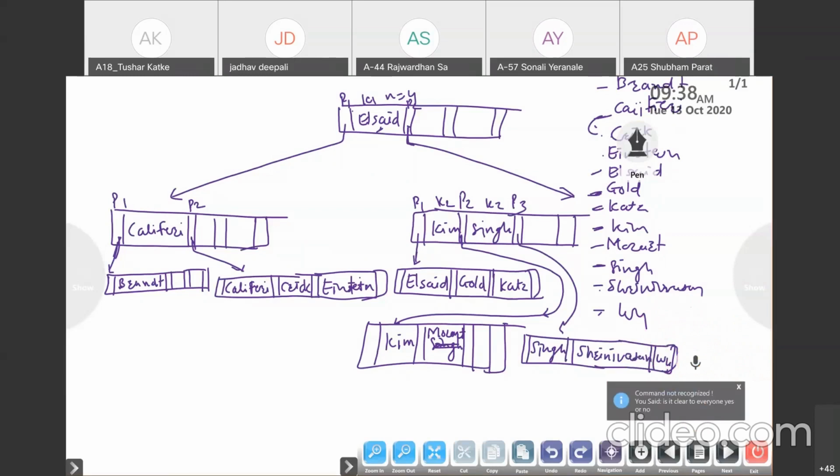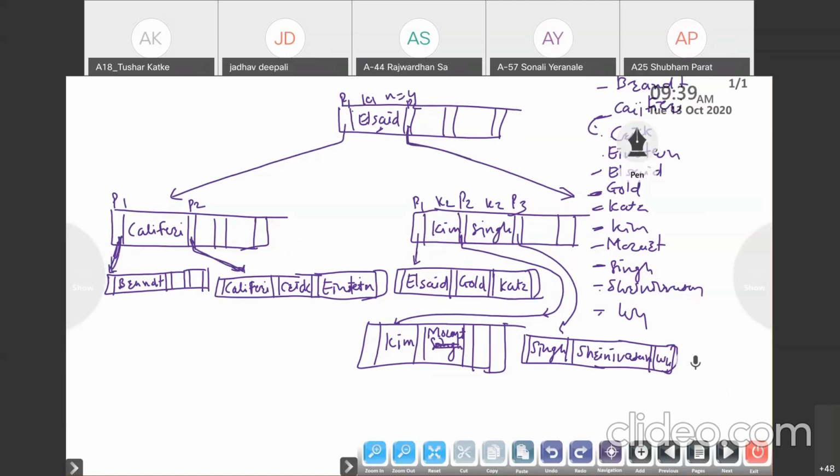Okay. So this is another example with n equal to 4. Again, I am repeating. I use here Ilsaid as a root node, with anyone randomly less than Ilsaid. Here this pointer P2 points to greater than or equal to Ilsaid. I use here Calipari randomly, and Kim and Singh I use here. Then this pointer P1 points to the records which are less than Calipari. P2 points to the records which are greater than or equal to Calipari, less than Ilsaid.